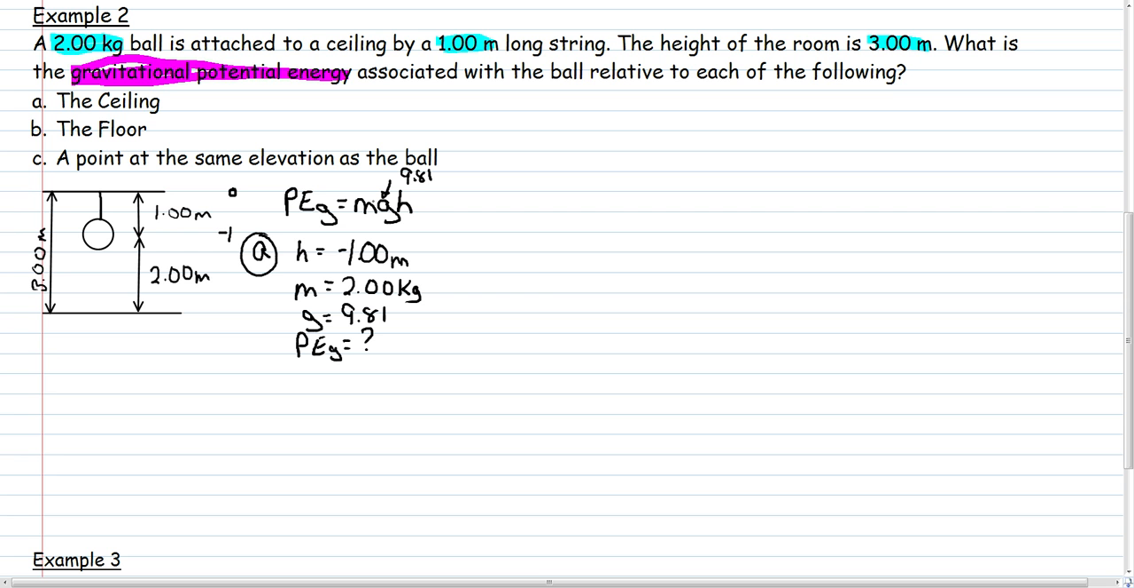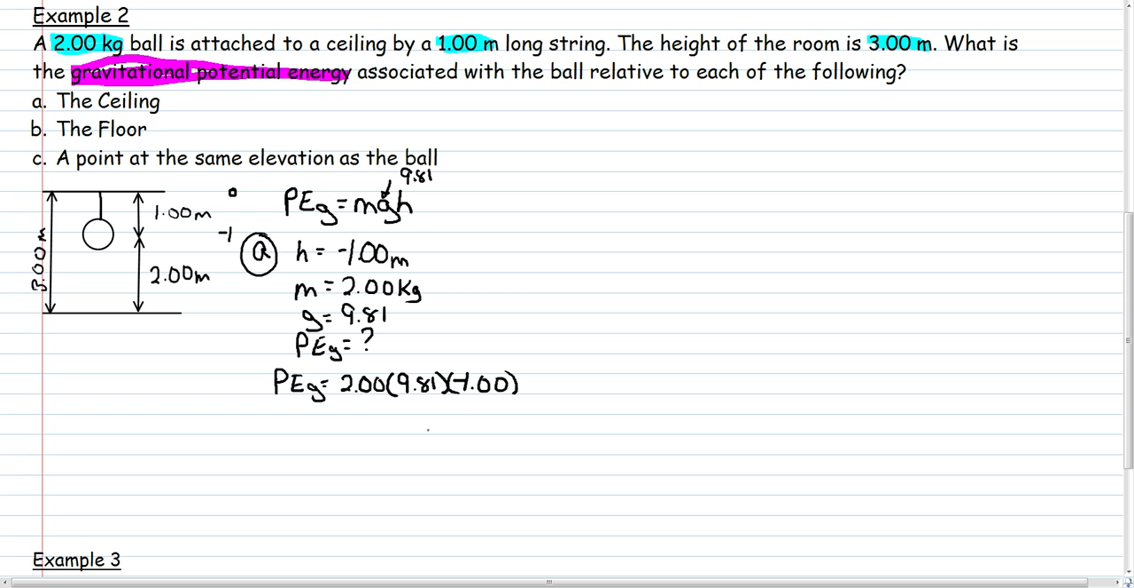Using this equation up here, I'm just going to go ahead and plug in. So I get PEG equals 2.00 times 9.81 times 1.00, and that's a negative.